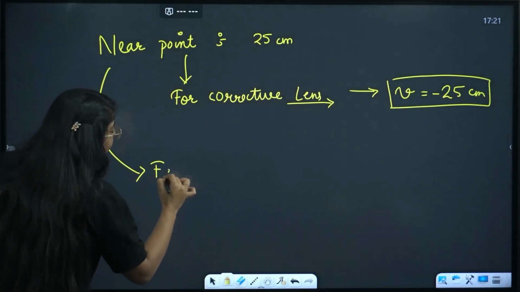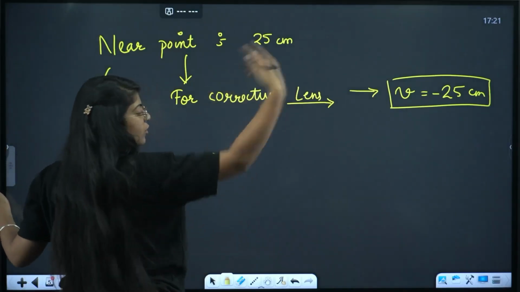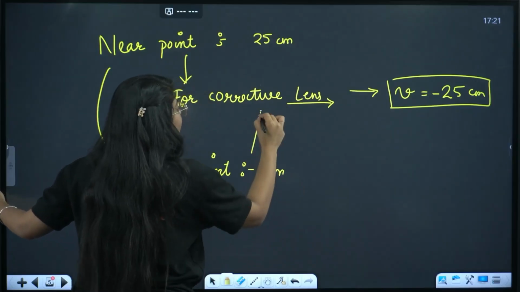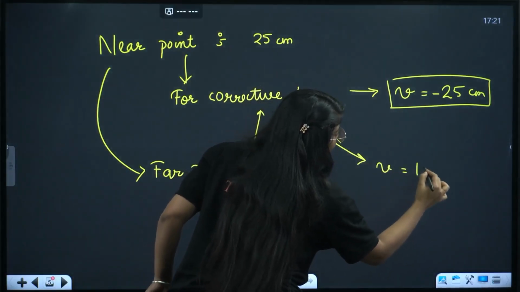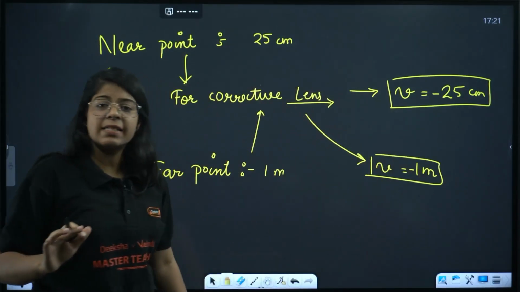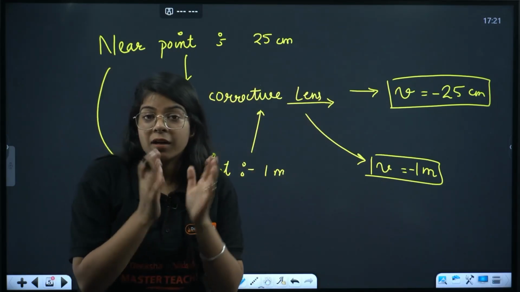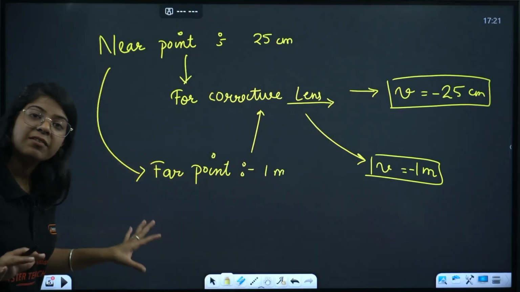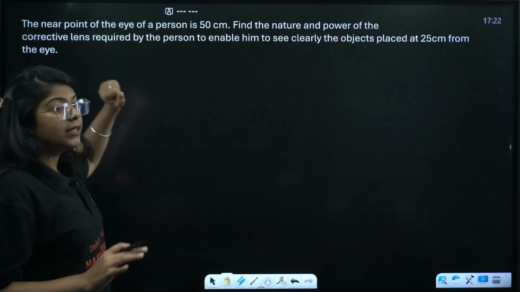For far point, if in question they have given that far point of the eye has shifted to 1 meter, let's say, so for corrective lens, the V will be 1 meter now, but negative. In all the cases of far point, of near point, the sign of V will be negative, right? This slide is very, very important. Okay, moving on. Now read the question carefully.